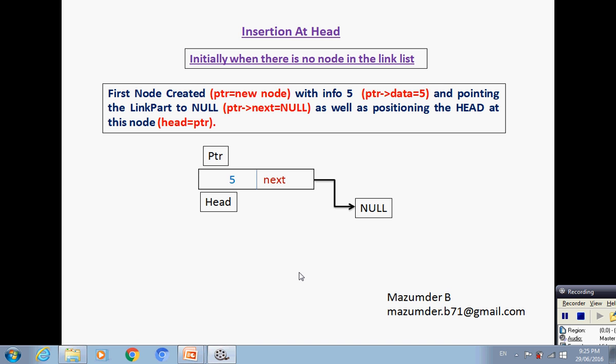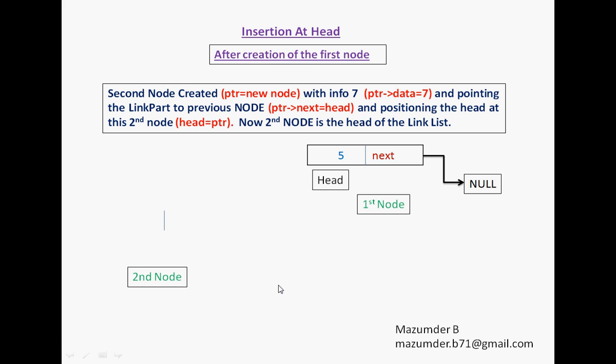Now we'll go for the second node. That means how insertion will take place for the second node. After creation of the first node, how is the second node created? This is the first node already there in the linked list. Now we will create the second node with info 7 using the syntax ptr equal new node. Now this node is created.